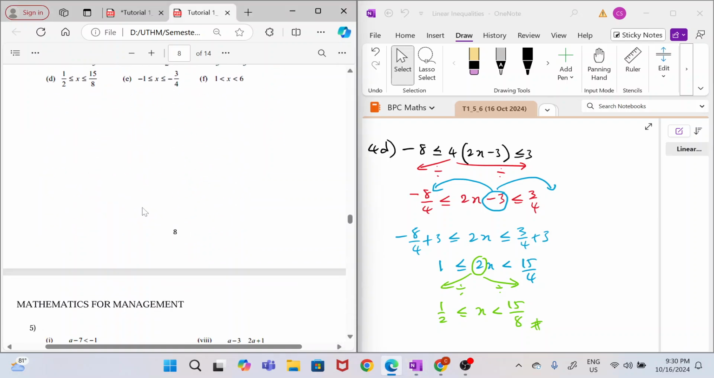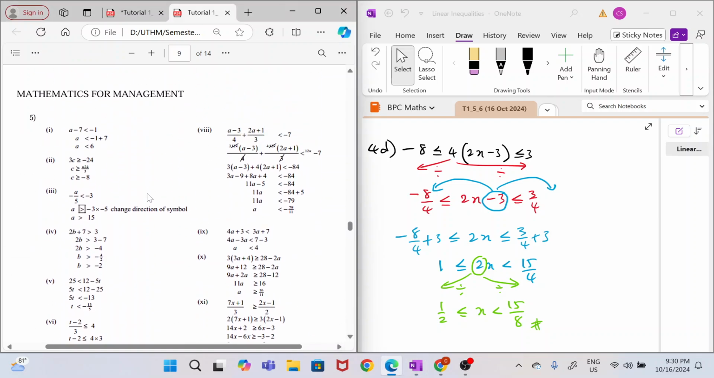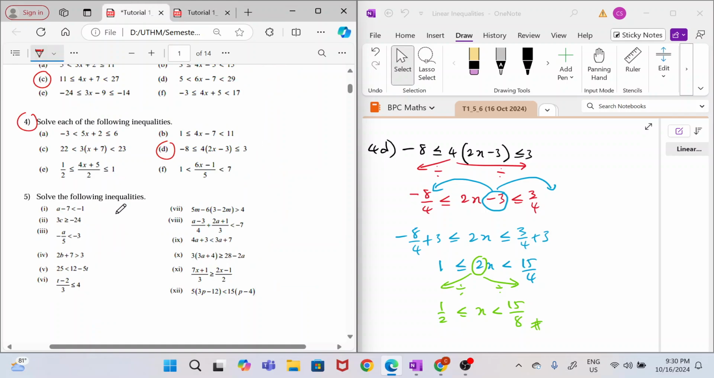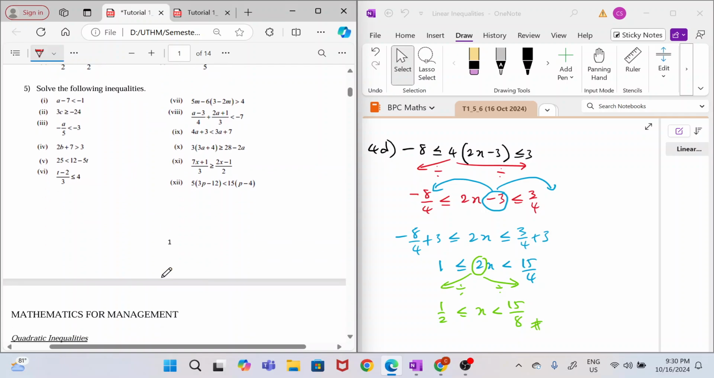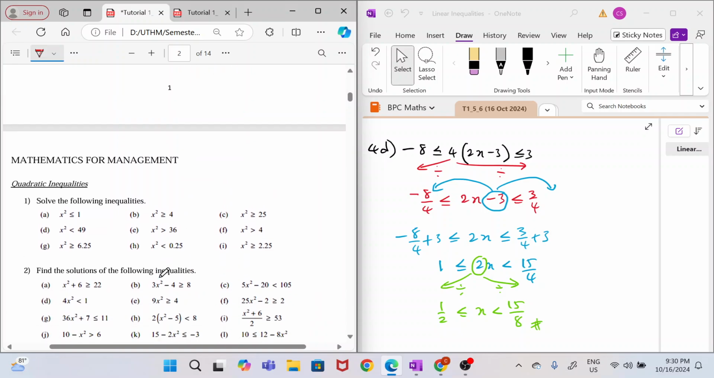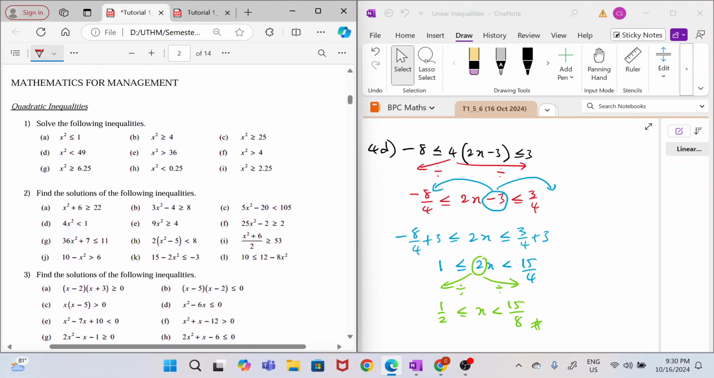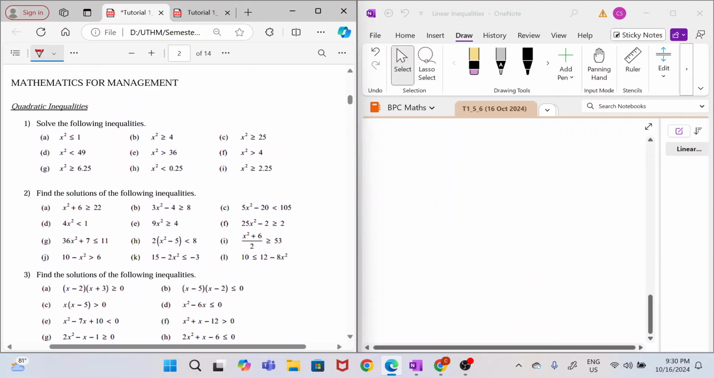For number five, if you notice, I have given the full answer here. Okay, so the full working is here, number five. So I no need to do, you just have a look at the thing. You try first, and then have a look at the working answer, and you try to do. Okay, that is regarding linear inequalities. Now we are moving to quadratic inequalities.